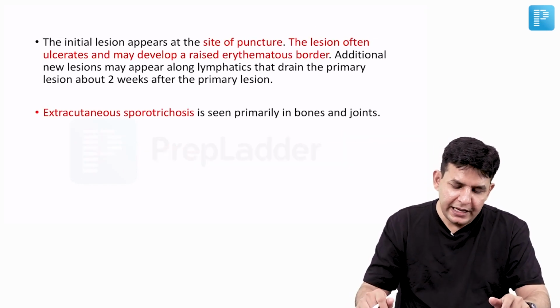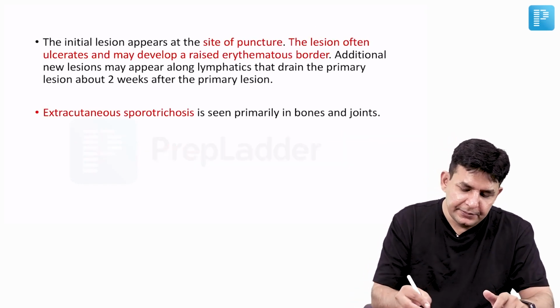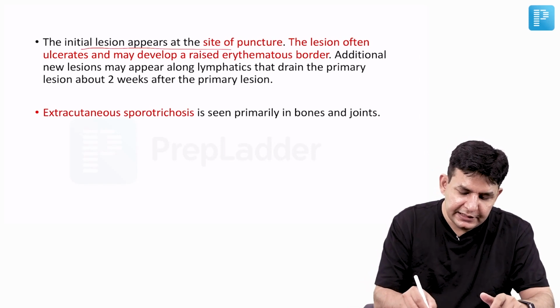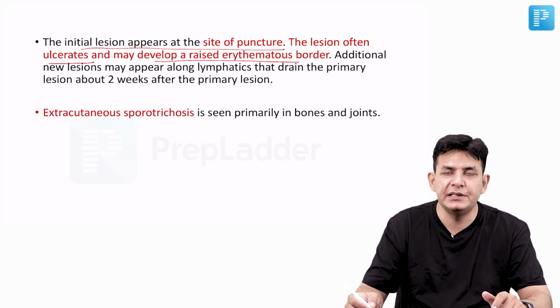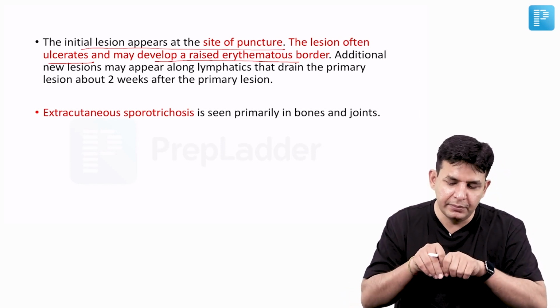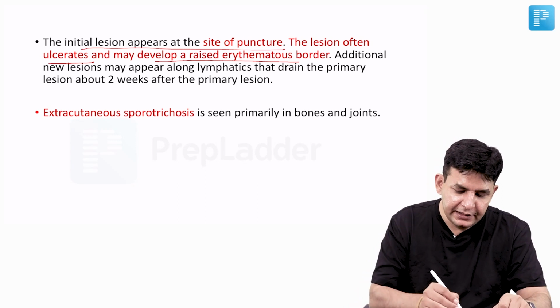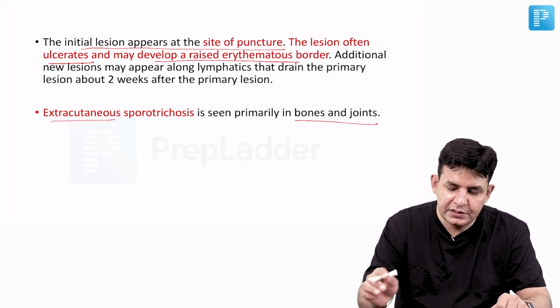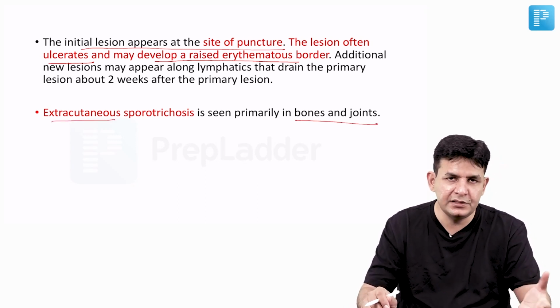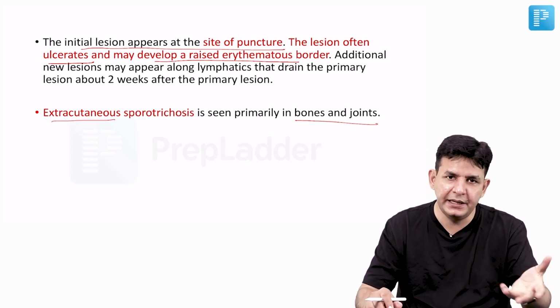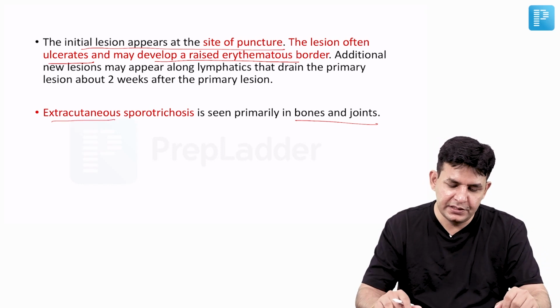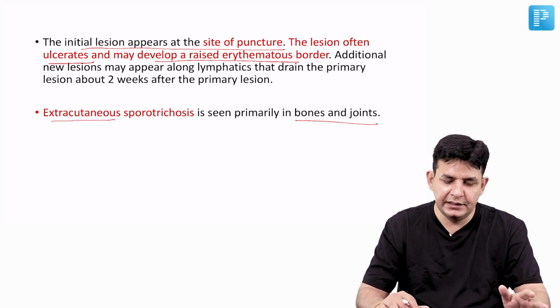Okay, so what happens basically? There is an initial lesion at the site of the puncture. The lesion often ulcerates and may develop a raised erythematous border. Okay, they have a red border, and after that the extracutaneous forms involve the bones and joints also. So that is the osteo component. Okay, it can involve the lungs also. That is the pulmonary component of sporotrichosis. So all this is there in this particular one.